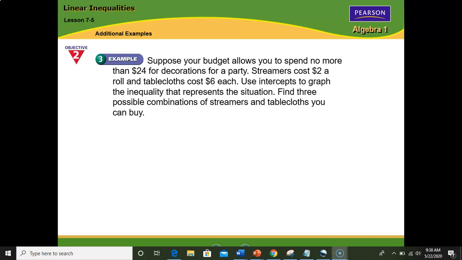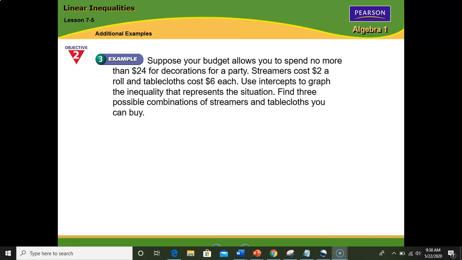Now let's keep reading. It says streamers cost $2 a roll and tablecloths cost $6 each. They're not telling you how many of each you're going to buy, but they're telling you their cost so that you would be able to calculate that so that you don't spend any more than $24.